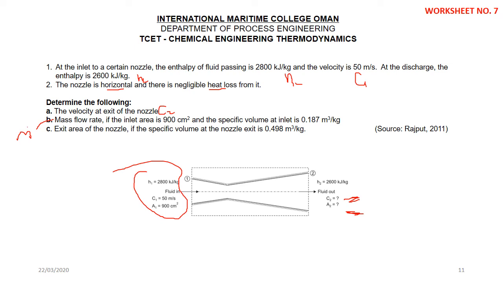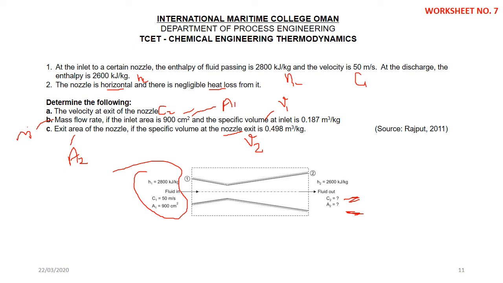The area is given in centimeter square, so you have to convert it to meter square. And the specific volume is given as 0.187 meter cube per kilogram. We also have to find the exit area, meaning A2, right? Specific volume is also given at the exit, so V2 is given here. Specific volume V1 is given, and here the inlet area is given, this inlet area is A1.